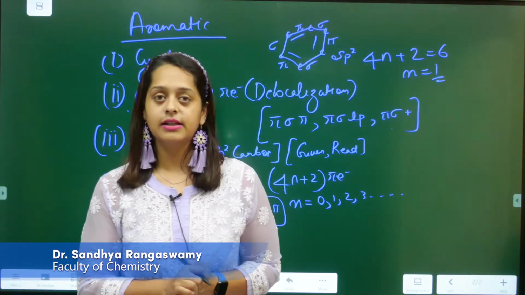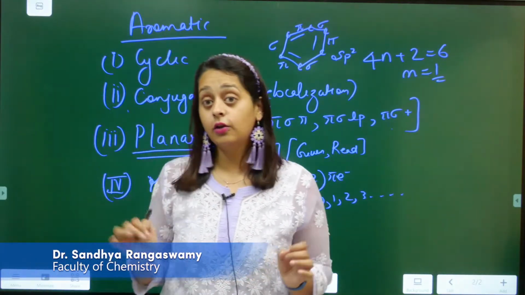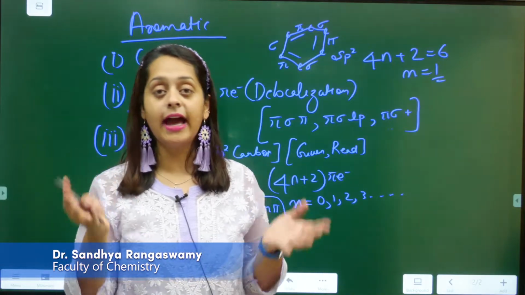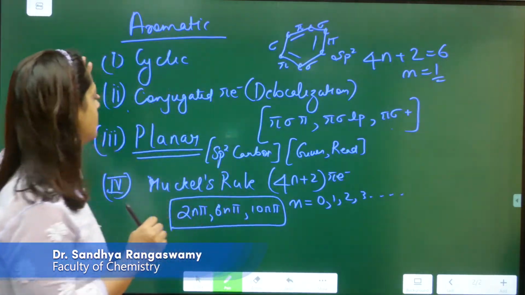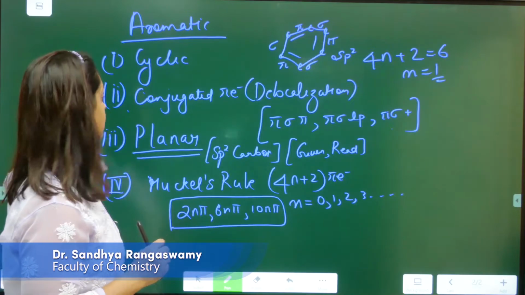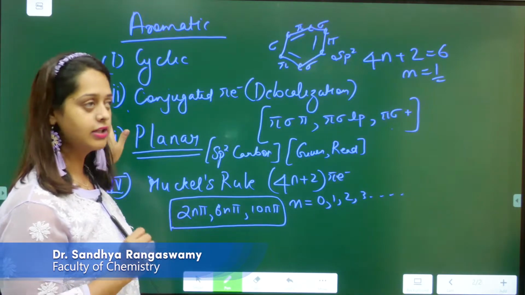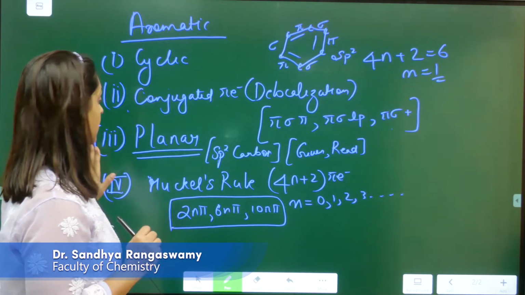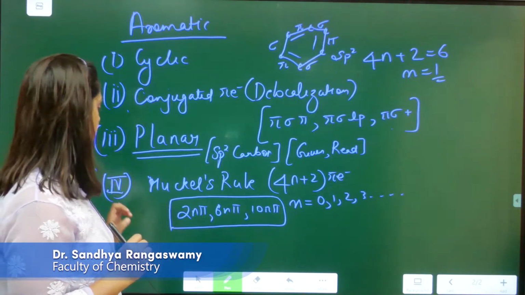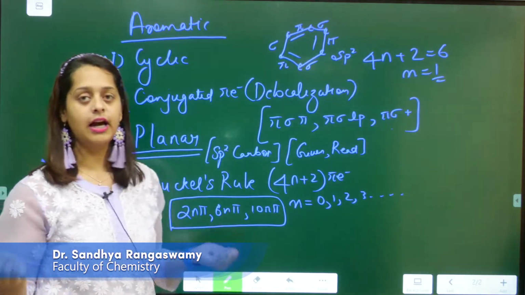So I am very clear about the rules to be followed in order for a compound to be aromatic. What are they? First one, it should be cyclic. Second thing, it should have the conjugated pi-electron system. Third thing, it should be a planar molecule. And the fourth one, it should follow Huckel's rule.